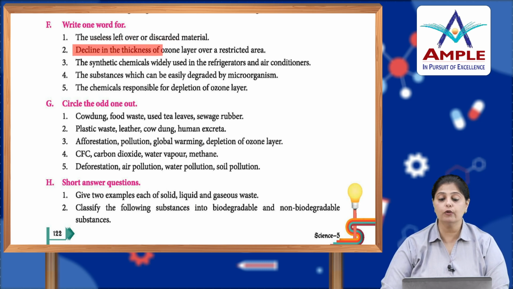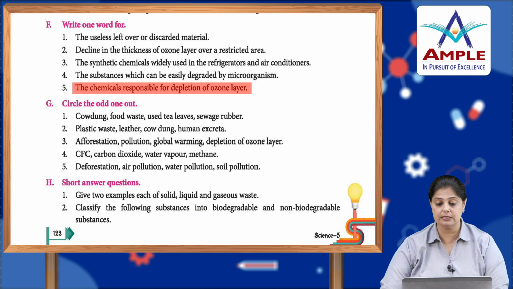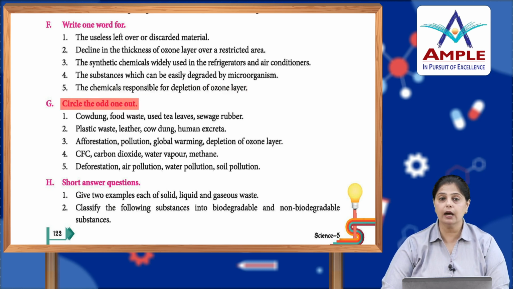Decline in the thickness of ozone layer over a restricted area is known as ozone depletion. The synthetic chemicals widely used in the refrigerators and air conditioners are CFCs. The substances which can be easily degraded by microorganisms are biodegradable substances. The chemicals responsible for depletion of ozone layer is again CFCs. Okay. Circle the odd one out.